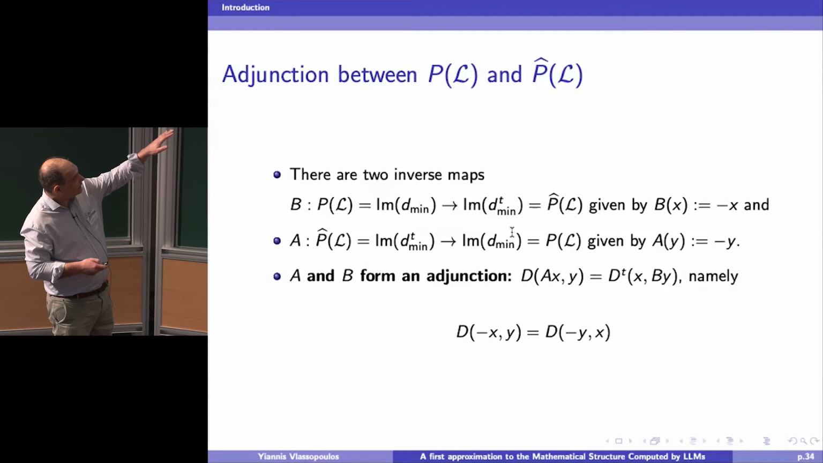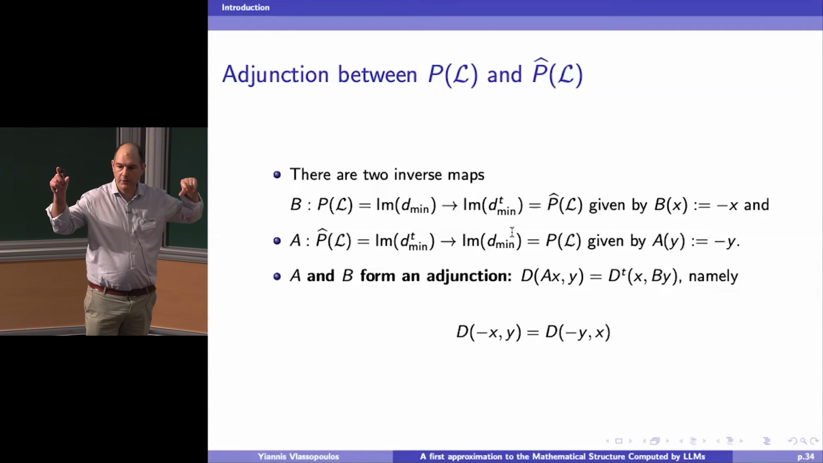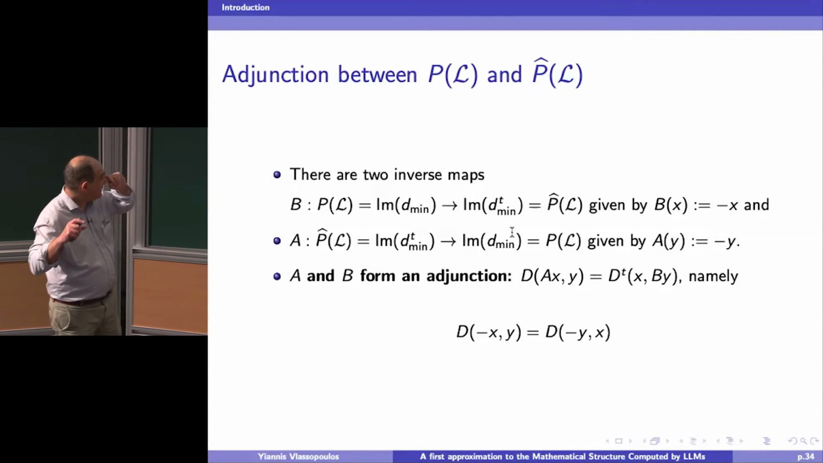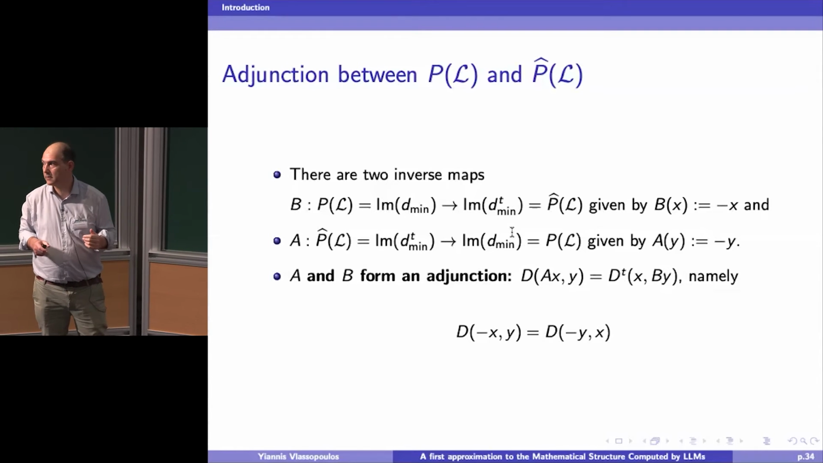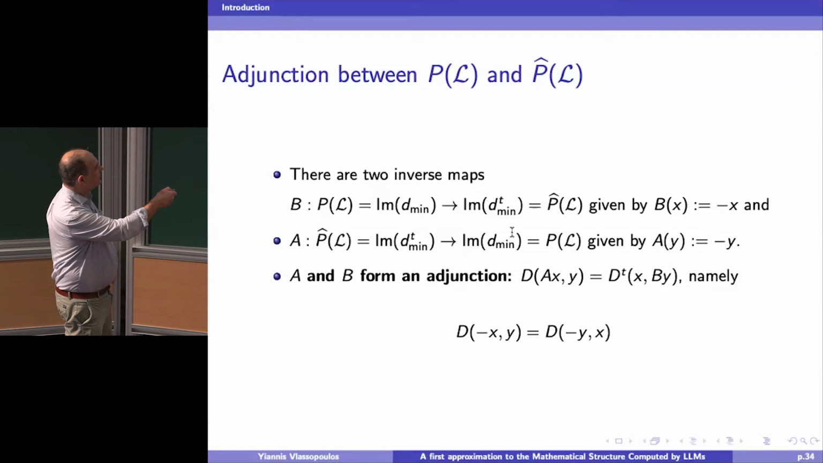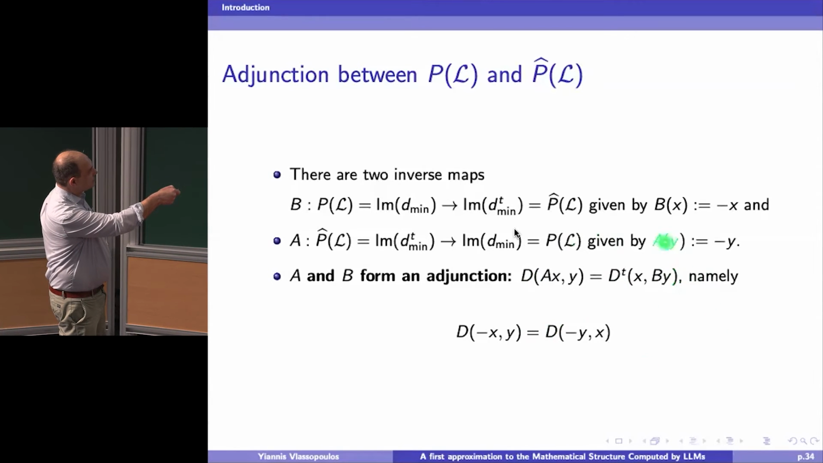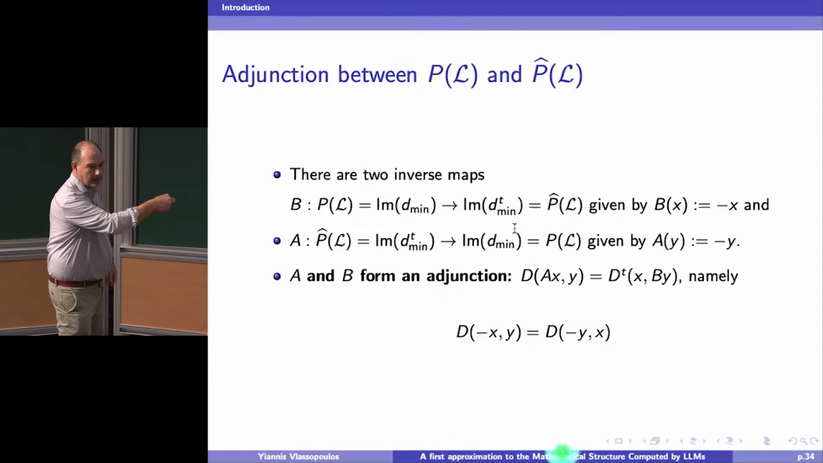from P of L to P hat of L, which is just sending x to minus x, and vice versa from P hat of L back. So basically these maps go from the column span to the row span. And you can check that they form an adjunction in a category-theoretic sense. This adjunction means that d of ax comma y is the transpose of x comma by, and you can see immediately that d of minus x comma y is d of minus y comma x, and you can check this by hand. It's true.